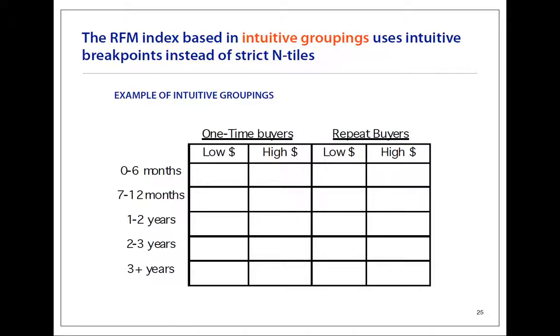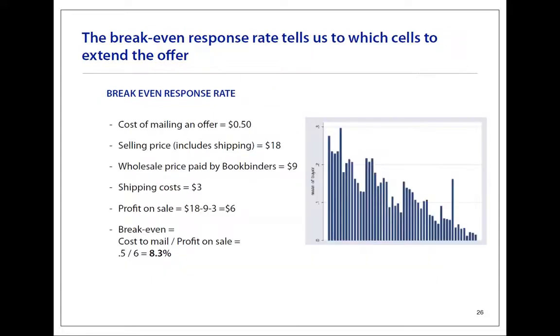On frequency, it's one-time buyer and repeat buyer. And for monetary, it's just low dollar, high dollar. And that is the way that I think I should group our customers. So if that's the case, I don't use 5 groups or 10 groups. I just use this method to categorize customers on the 3 dimensions. And so this is called intuitive grouping.